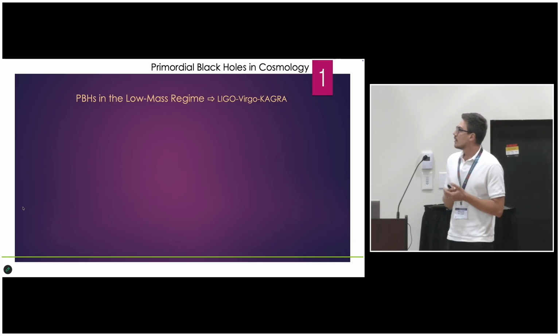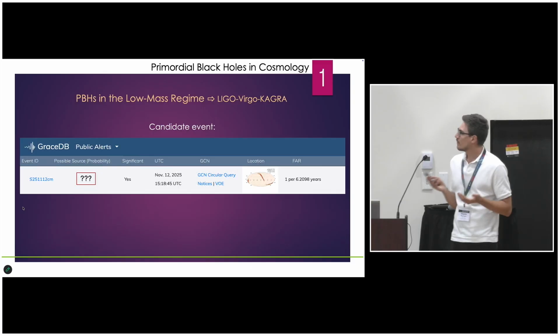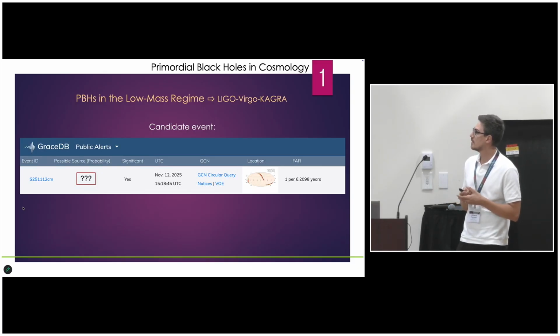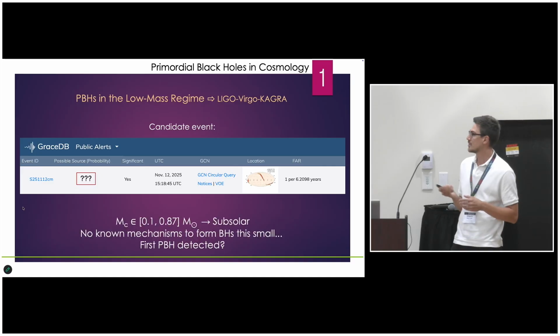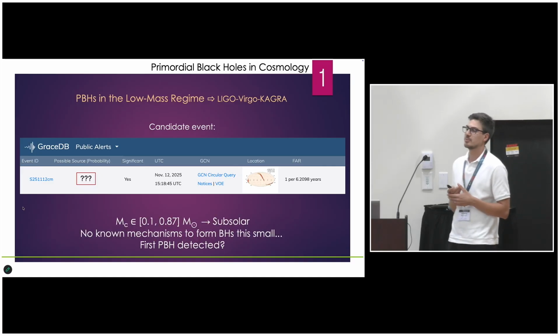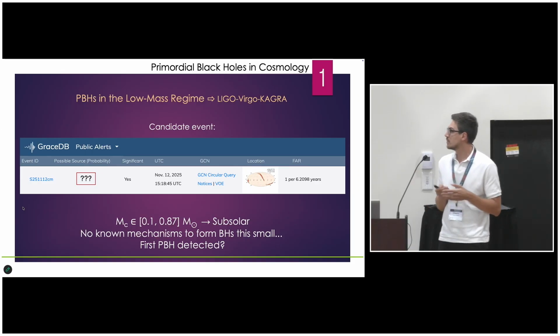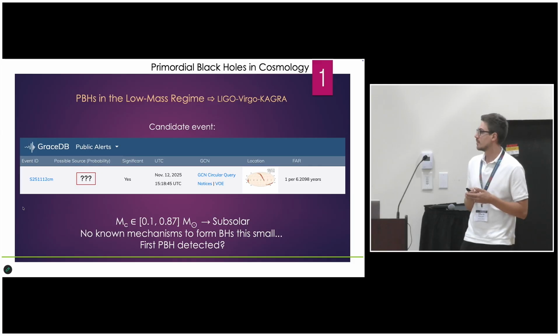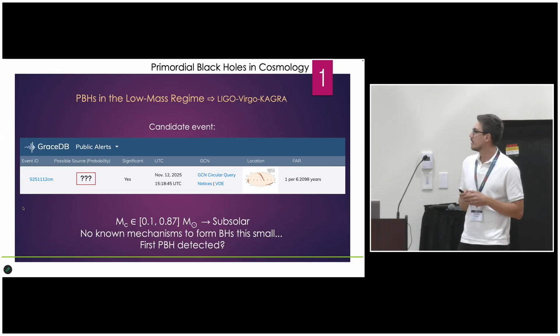Now, we can test primordial black holes in the low mass regime with LVK, LIGO Virgo KAGRA, and this was a trigger event from the collaboration, so a candidate event on November 12, 2025. Why is this interesting? Well, it has a chirp mass between 0.1 and 0.87 solar masses, meaning that at least one of the two is subsolar. So since we don't have any mechanisms to form black holes that small, that could be the first primordial black hole detected, pending, of course, confirmation about the event.